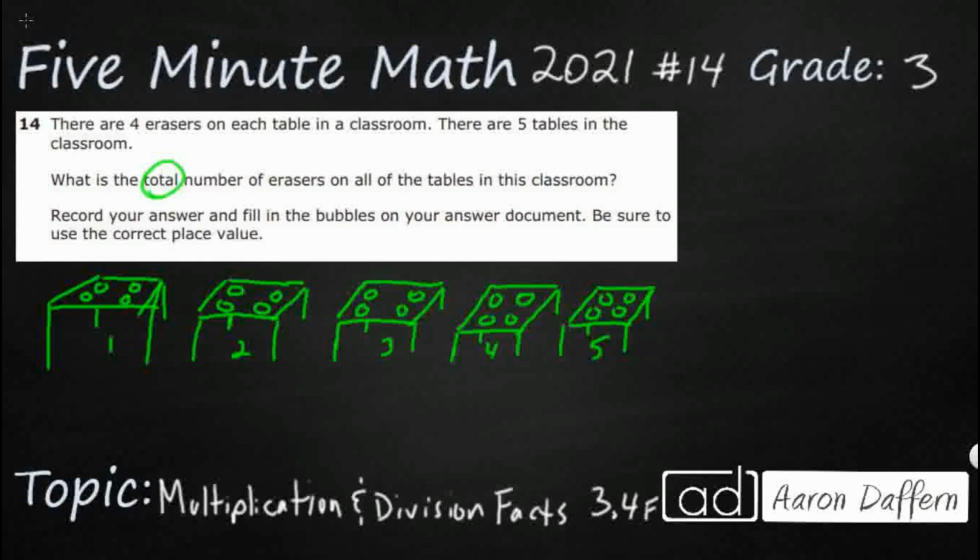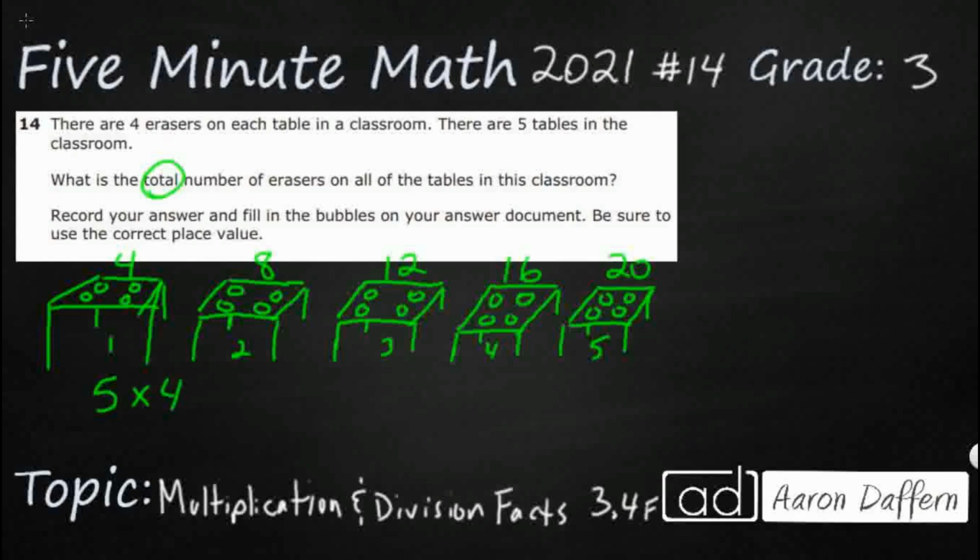So let's just count. I've got my five tables. I'm just going to use this as my skip counting. Right, so I'm just going to say 4, 8, 12, 16, and then 20. So it looks like that might be my answer, 20. Two different multiplication facts I can use. I can say I've got five groups of four.